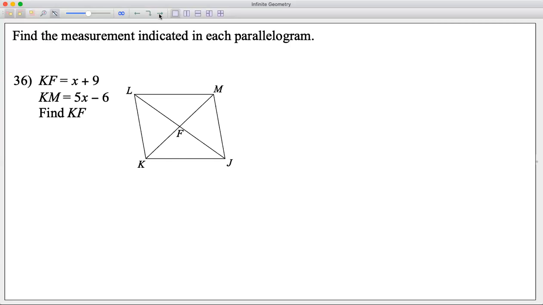Therefore, we get 2x plus 18, so you might screw up the distributive property. Let's see, can you do that in your head? Yeah. So 3x equals 24, so x equals 8. Yes, 8. And then you've got to be careful what it's asking. It's saying KF, so this piece, so therefore it's 17. Okay.